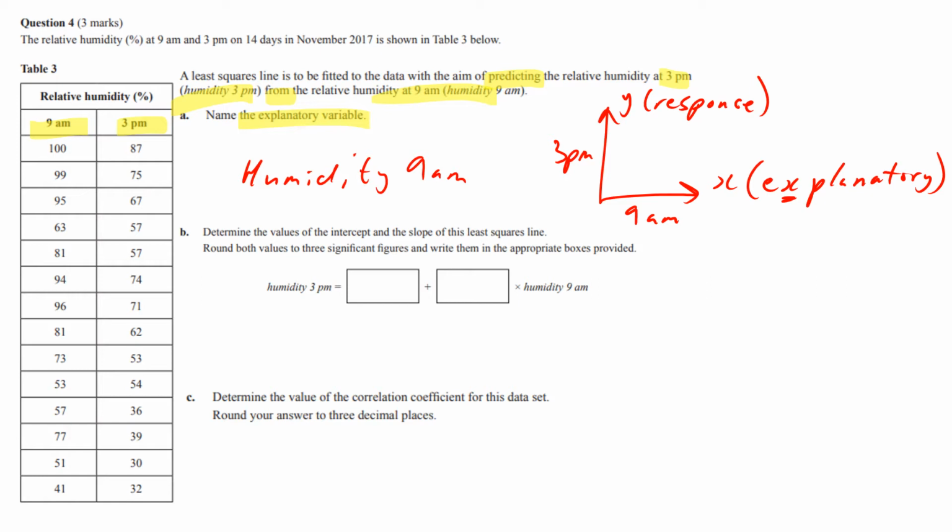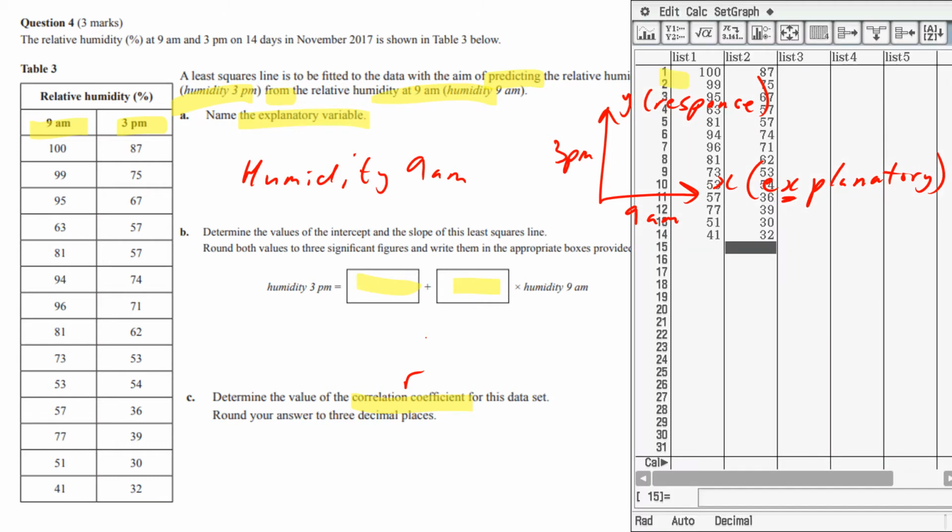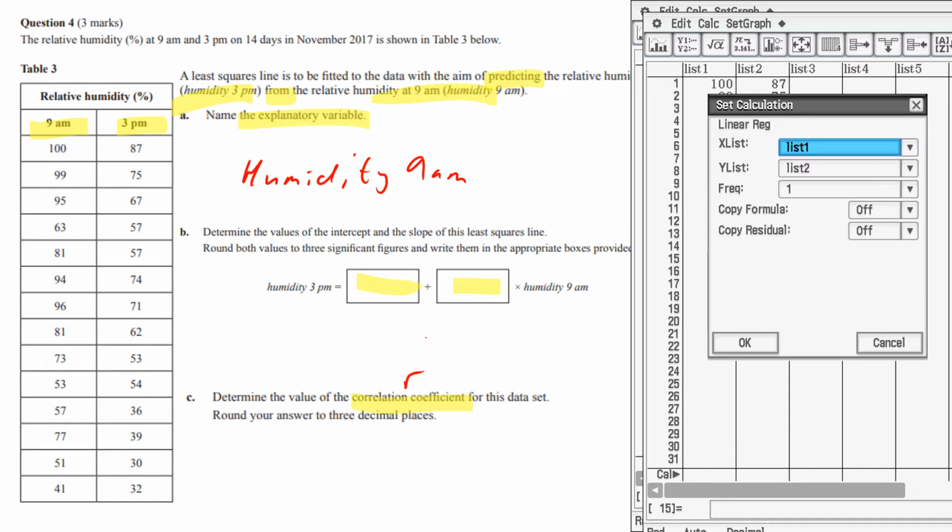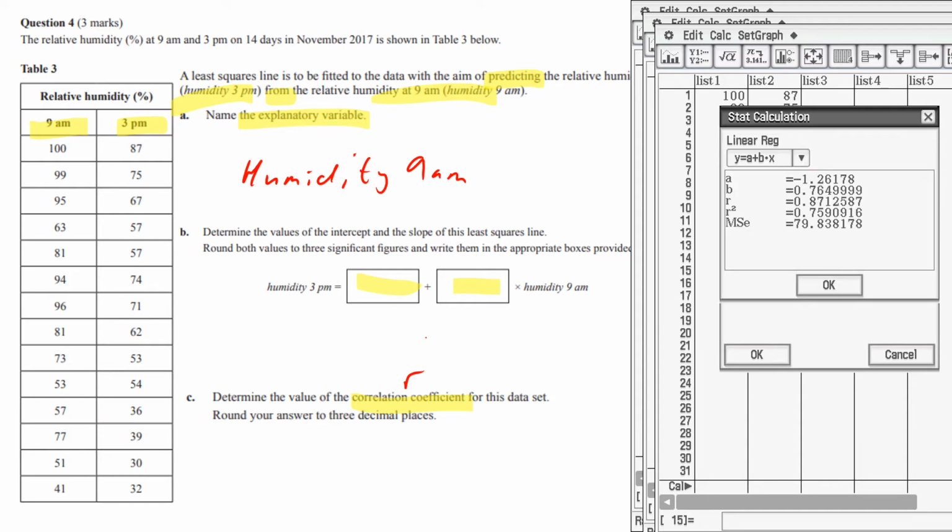Now, the next one, we've got to do the equation of the line, and we've also got to do the correlation coefficient, R. So we've got to put the values into a calculator. Probably want to delete some of that stuff that's sitting on the top of it. So if you look at that, you can see you put the values in, and then list 1, list 2, and we've got some values out here. Now the point you've got to make here is the 3 significant figures.